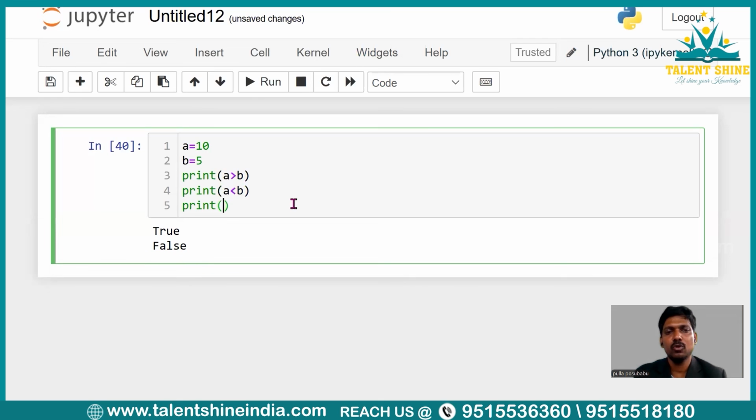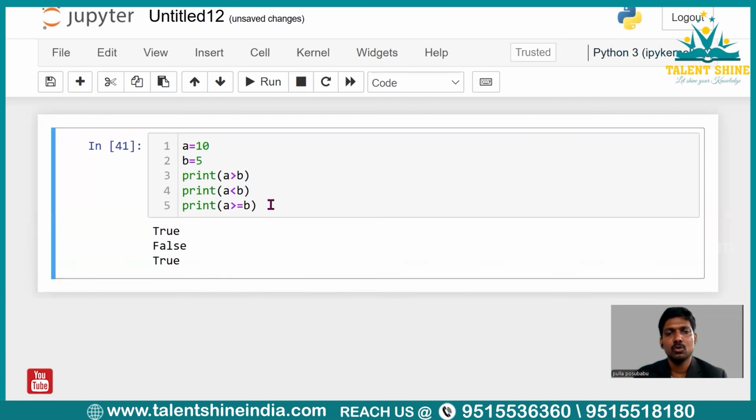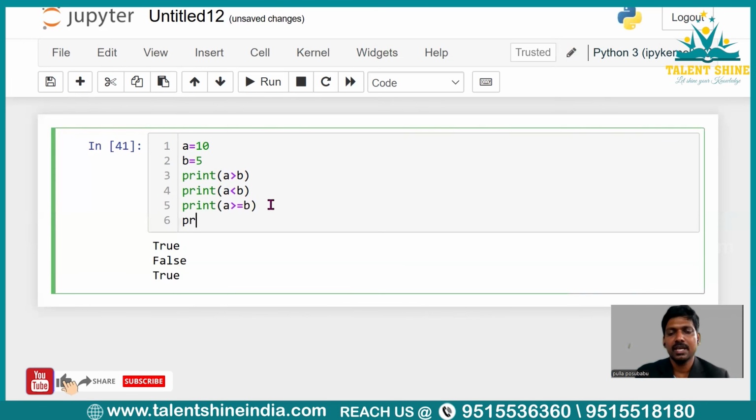Let me print one more. a greater than or equal to b. Clearly 10 is greater than or equal to 5, since 10 is clearly greater, you will get true as your output. Now the next one is a less than or equal to b. Let me give 10 here so that you can understand. In the first case, is 10 greater than 10? Not really, so you will get false, and in this case also you will get false.